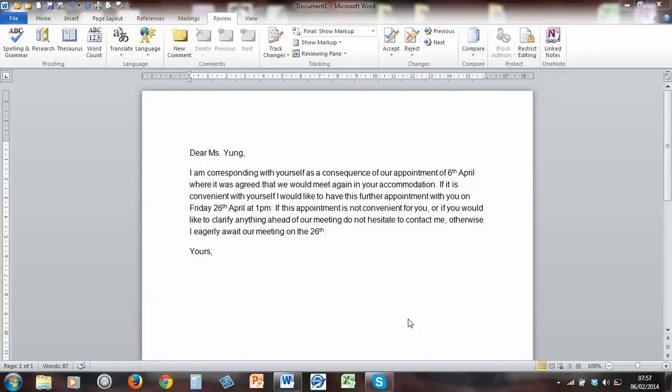user, and it says, "Dear Ms. Young, I am corresponding with yourself as a consequence of our appointment of 6th of April, where it was agreed that we would meet again in your accommodation. If it is convenient with yourself, I would like to have this further appointment with you on Friday, 26th of April at 1 p.m. If this appointment is not convenient for you, or if you would like to clarify anything ahead of our meeting, do not hesitate to contact me. Otherwise, I eagerly await our meeting on the 26th.